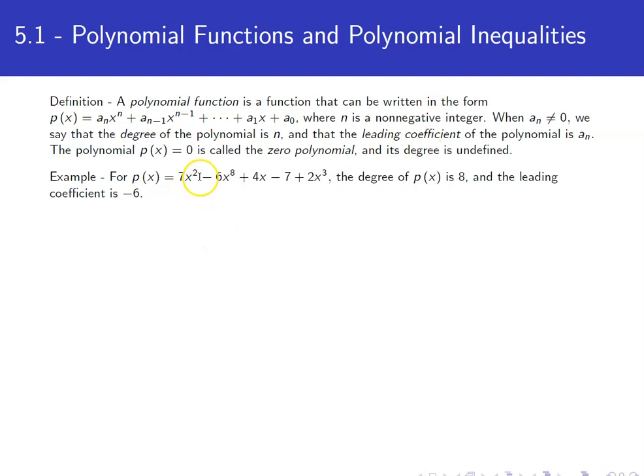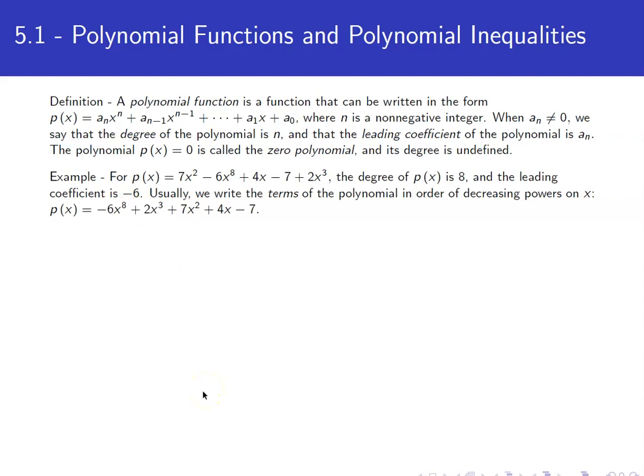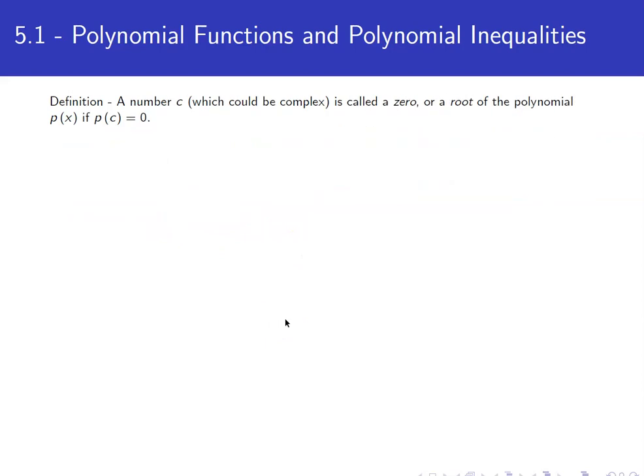When we see an x to a power, that power is a positive integer power. So looking at this polynomial, the highest power on x that we see is 8, so the degree is 8. The coefficient on that x to the 8th term is minus 6, so the leading coefficient is negative 6. Like I just mentioned, we usually write the terms so that the powers on the x decrease, so we would rearrange this as negative 6x to the 8th plus 2x cubed plus 7x squared plus 4x minus 7.